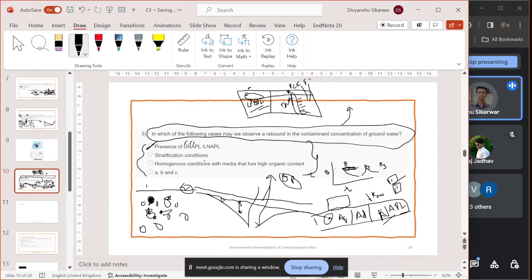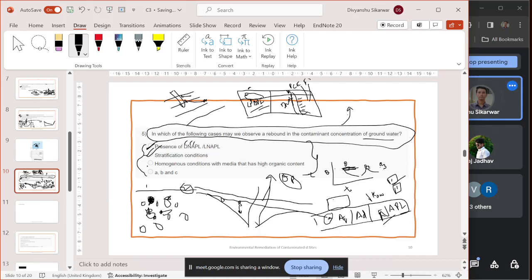Our second option is stratification condition. If we have different layers of soil, it means different permeability might be there. So if a well is there and permeability is different, that means the contaminant present in two different layers won't reach the well at the same time. So there will be variation, and there will be a rebound in contaminant concentration of groundwater because of stratification also. Stratification is correct.